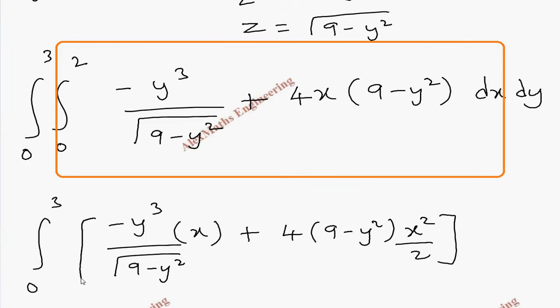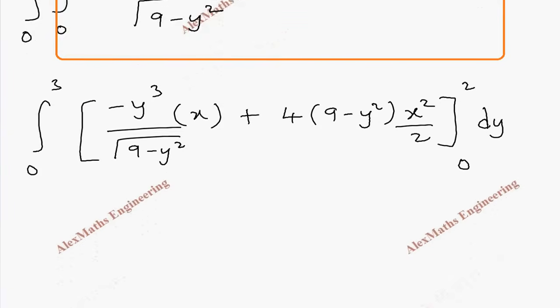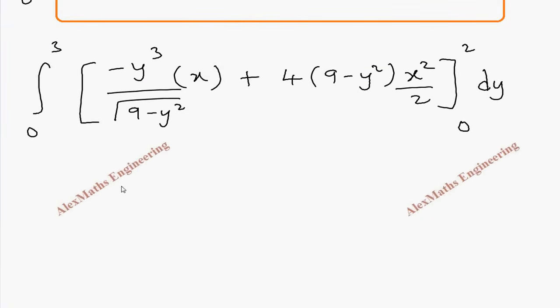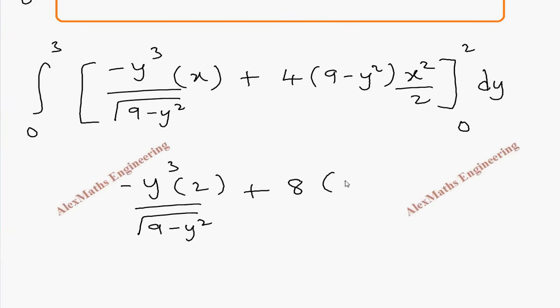We have to apply the limit of x from 0 to 2, and outside we have dy. We are going to substitute the limit of x, that gives minus y cube by root 9 minus y square into 2. Lower limit is 0. And when I put 2 here, 2 square is 4, 4 by 2 is 2, 4 twos are 8. So we have 8 into 9 minus y square into dy.